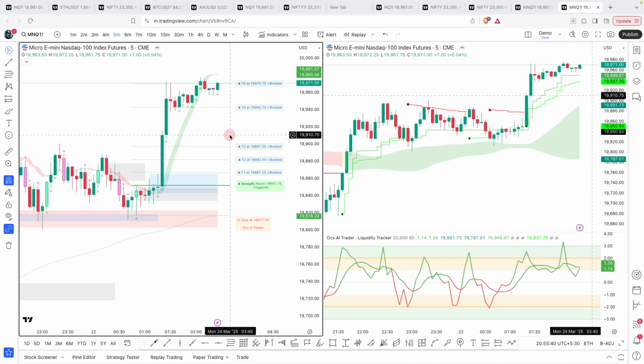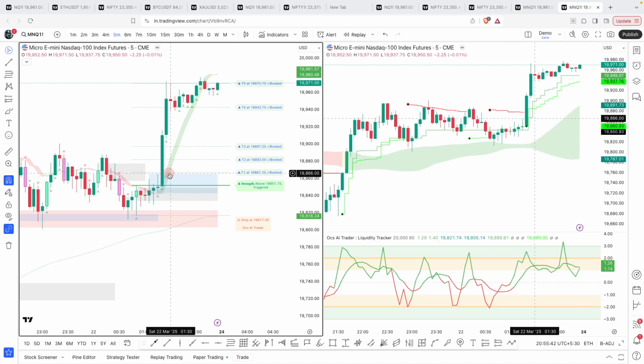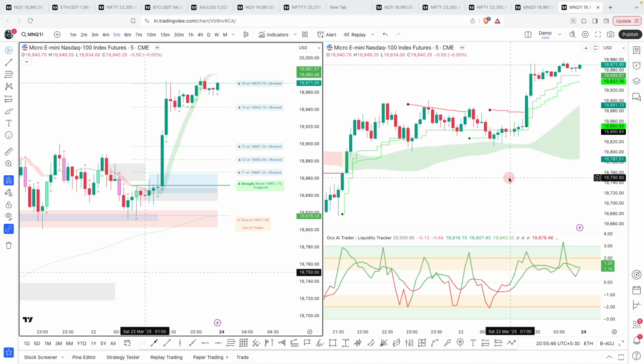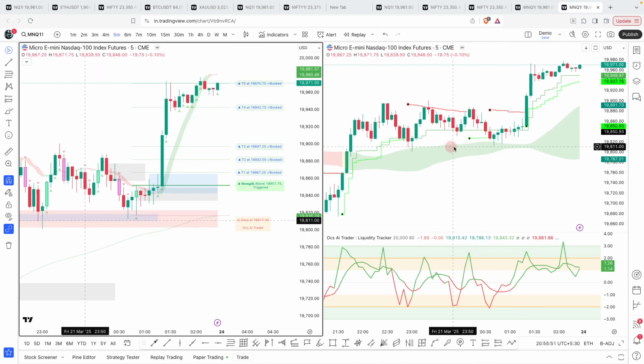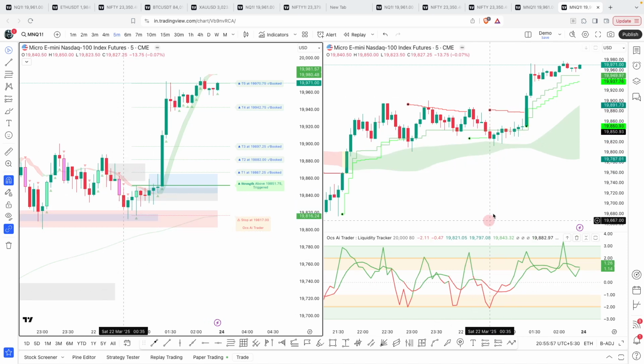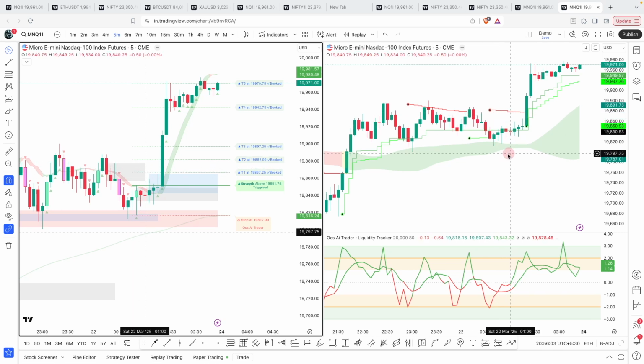It is a signal generator on the left hand side, and on the right hand side it is for confirmation and filtering of wrong signals. The right hand side deals with everything liquidity. Every line and band which you see on this chart is a liquidity. Red means negative liquidity, that means more sellers are present there. Green means positive liquidity, that means more buyers are present there.